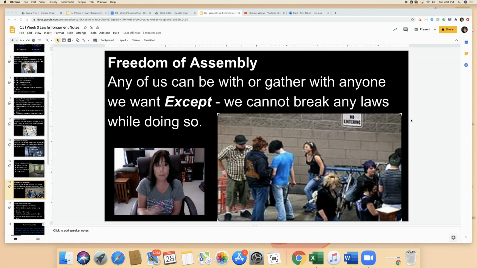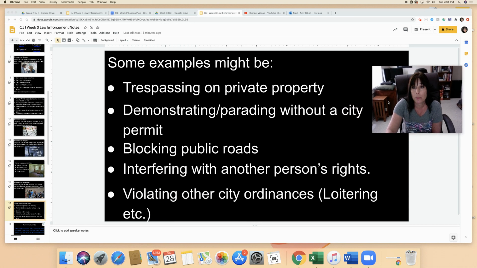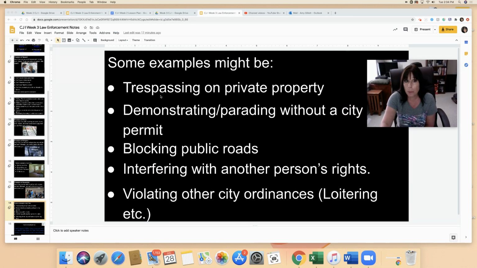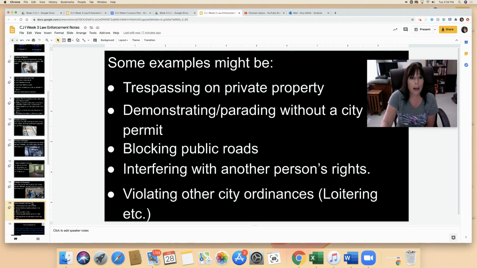And private property is different than public property. So we'll talk about that a little bit as well. So our next slide: some examples of what you can't do under freedom to assemble is trespass on private property. If that property is privately owned by an individual or a business, they have the right, because they own the property, and if they don't want you on it, they can say so. You can't be here. So you don't have the right to trespass.